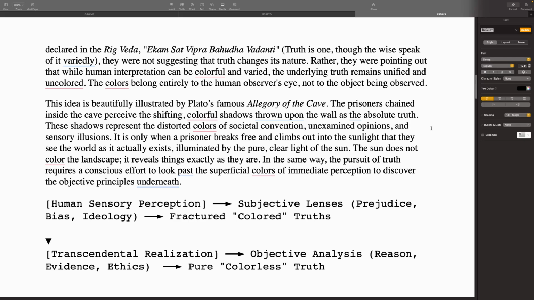This idea is beautifully illustrated by Plato's famous allegory of the cave. The prisoners chained inside the cave perceive the shifting, colorful shadows thrown upon the wall as the absolute truth. These shadows represent the distorted colors of social convention, unexamined opinions, and sensory illusions. It is only when a prisoner breaks free and climbs out into the sunlight that they see the world as it actually exists, illuminated by the pure, clear light of the sun. The sun does not color the landscape, it reveals things exactly as they are. In the same way, the pursuit of truth requires a conscious effort to look past the superficial colors of immediate perception to discover the objective principles underneath.